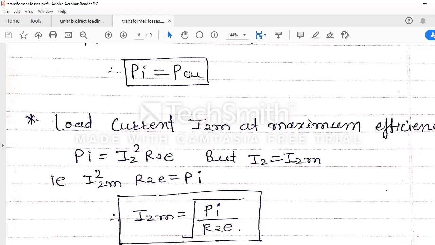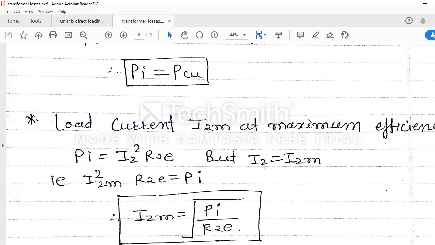PCU is equal to how much? PCU is the I square R loss, so you can write I square R2E. Similarly, Pi is equal to PCU, which is equal to I square R2E, because PCU is nothing but the I square R loss.